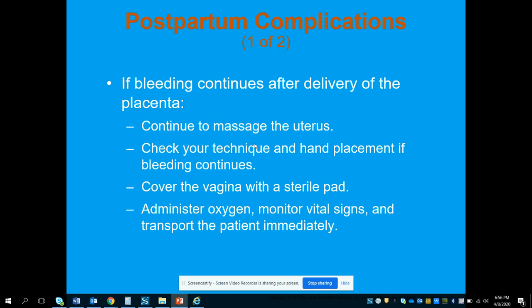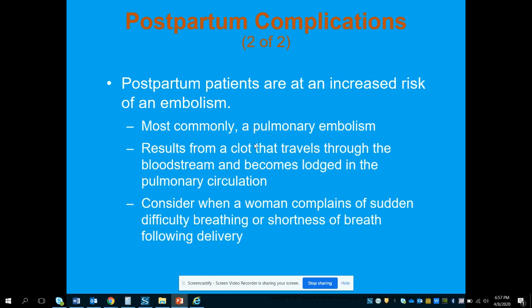If bleeding continues after the delivery of the placenta, like we said, we want to do that fundal massage to the uterus. So if it continues and it's not stopping after that, check your technique and your hand placement, and I will try to post a video of an appropriate fundal massage as well. We can also cover the vagina with a sterile pad to help absorb some of that blood if it continues, but remember, we never want to stick anything in there. So continue to monitor the patient and treat for signs of shock if you suspect that a lot of blood has been lost.